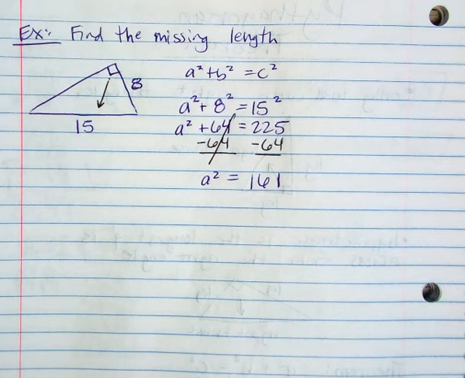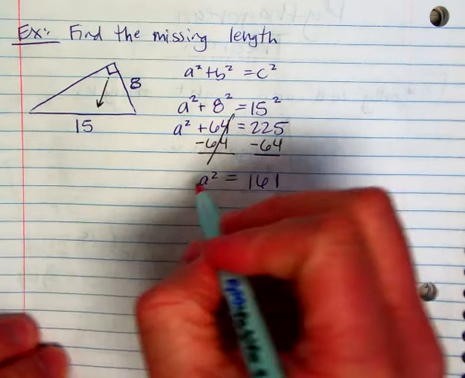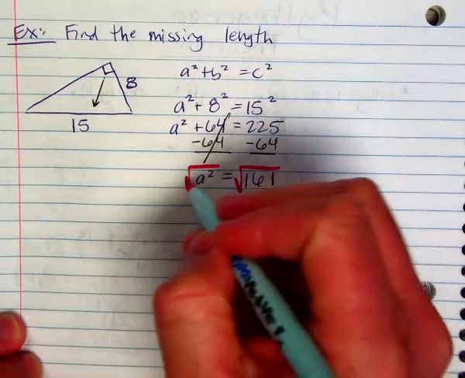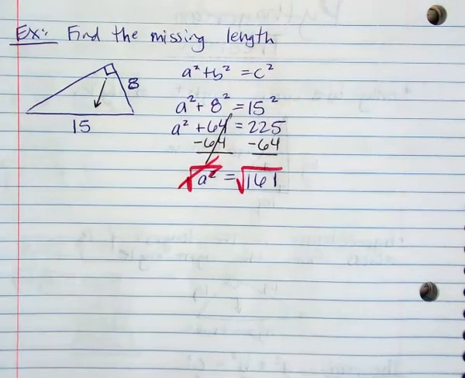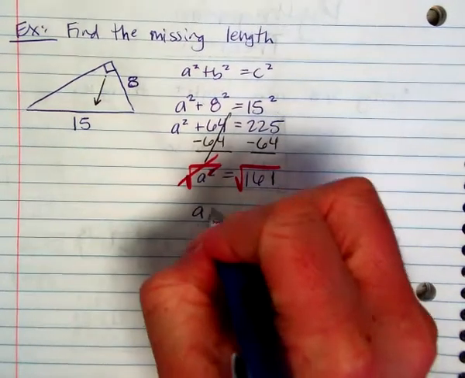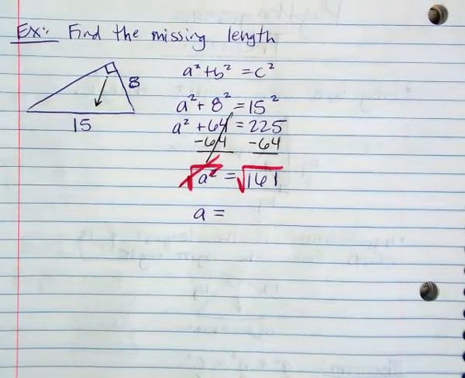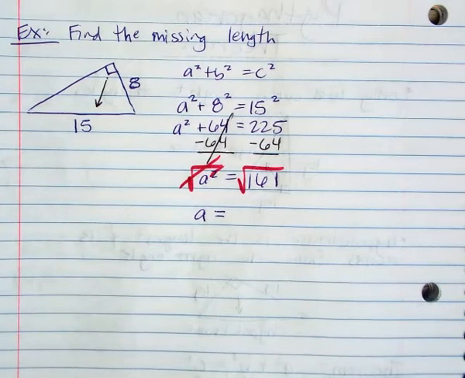So what did we say is the opposite of squared? Square root. So I will square root both sides of this equation. Square root cancels squared, and I have what I want, A by itself. But now I have the square root of 161.